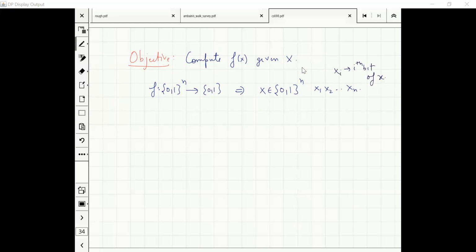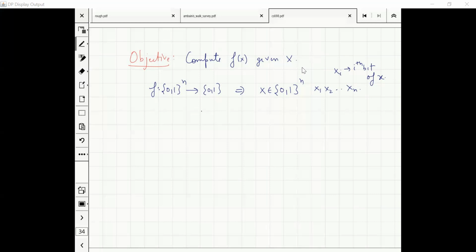Any algorithm, what form will it take? It will ask, what is x2? What is x3? Then do some computation. Then what is x5? Do some computation. What is x6? Do some computation. Then finally say, oh, I think the function value is 0 or less. And this model we are going to formalize.